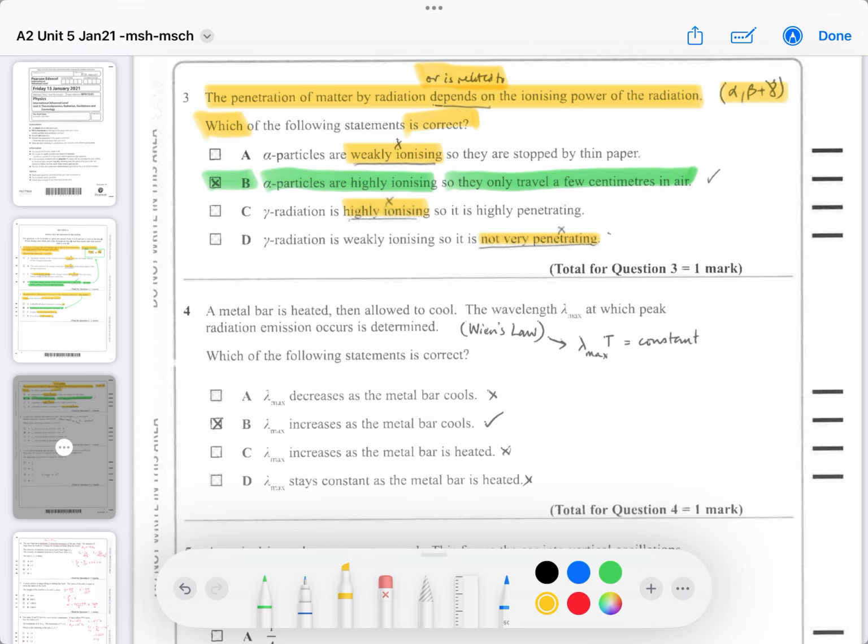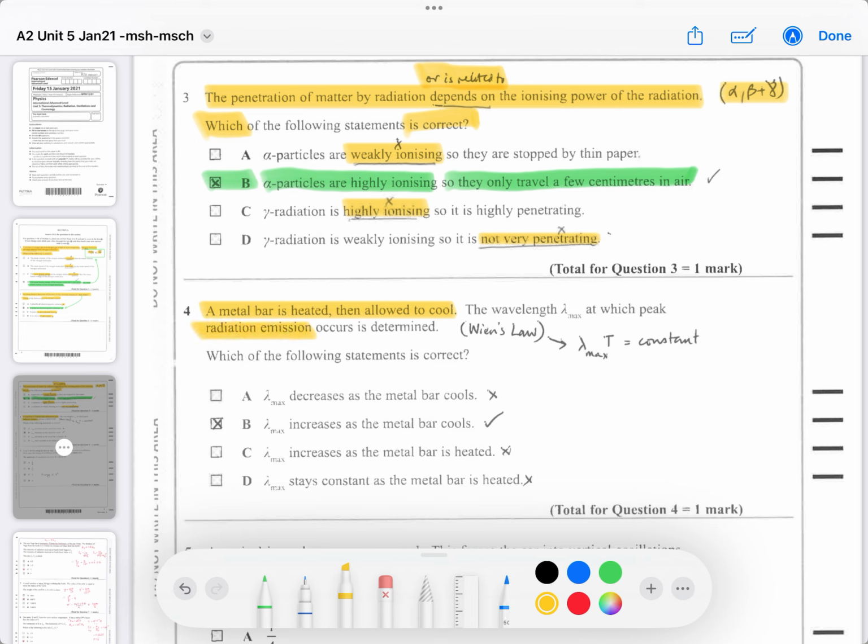Okay, you've got to interact, you've got to discuss it, you've got to learn it again, you've got to think about it from different angles. Question 4. A metal bar is heated, then allowed to cool. Okay, so a metal bar, it then is relating temperature to radiation emitted. So here they're talking about radiation emission.